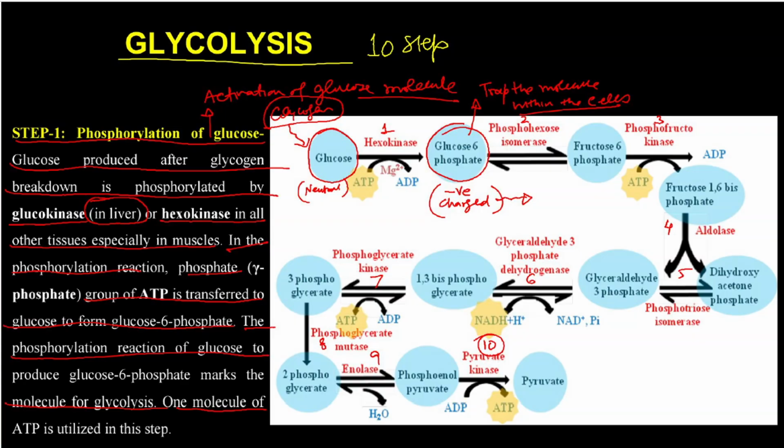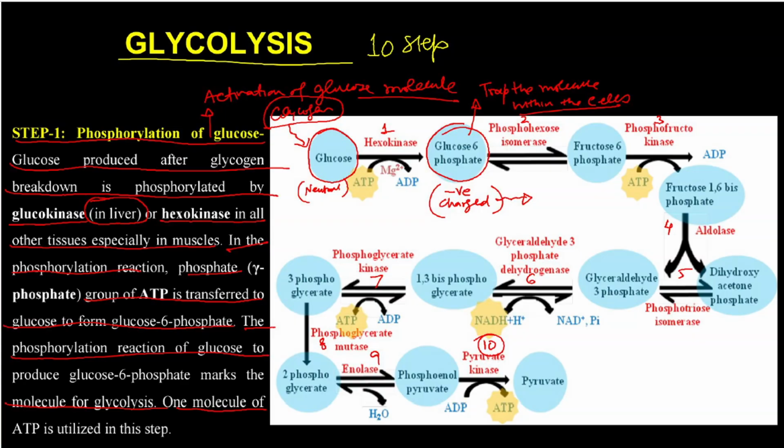So glucose produced after glycogen breakdown is phosphorylated by the enzyme glucokinase, or what we can also call hexokinase. Either it can be called glucokinase or hexokinase. If we are talking about it in the liver, then it is called glucokinase, and in all other tissues it is called hexokinase, especially in muscles.